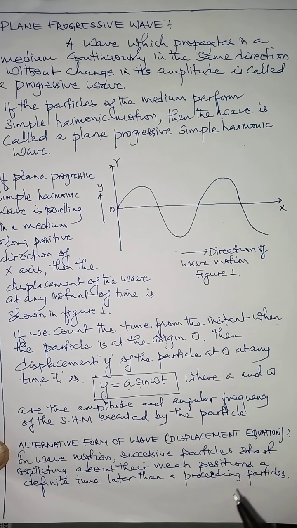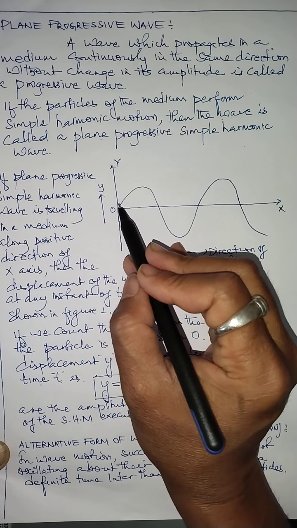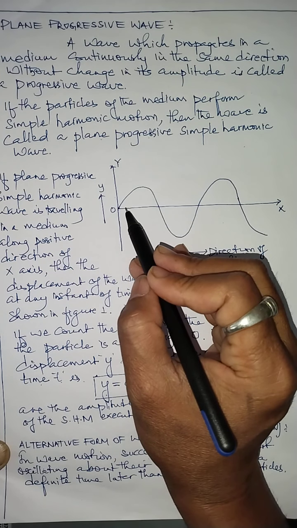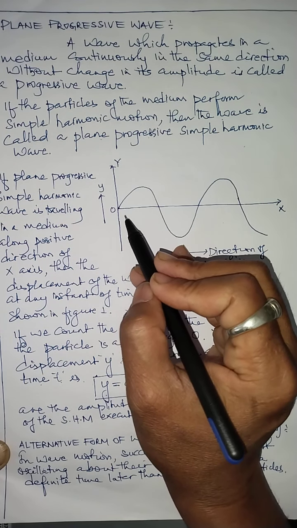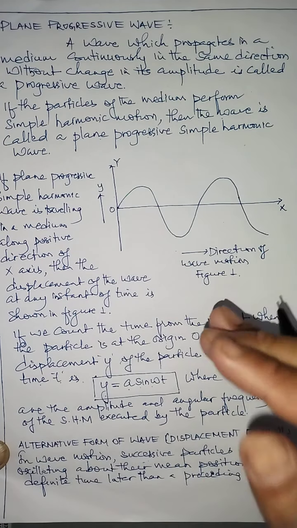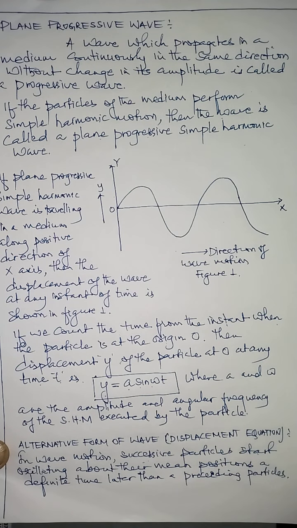These successive particles start oscillating about the mean position at a later time than the preceding particle. So if the first particle starts oscillating in 1 second, then in another 1 second, the successive particle, the particle next to the first particle, also starts oscillating about the mean position. So as time passes, the successive particles keep on oscillating about the mean position, like the preceding particle.